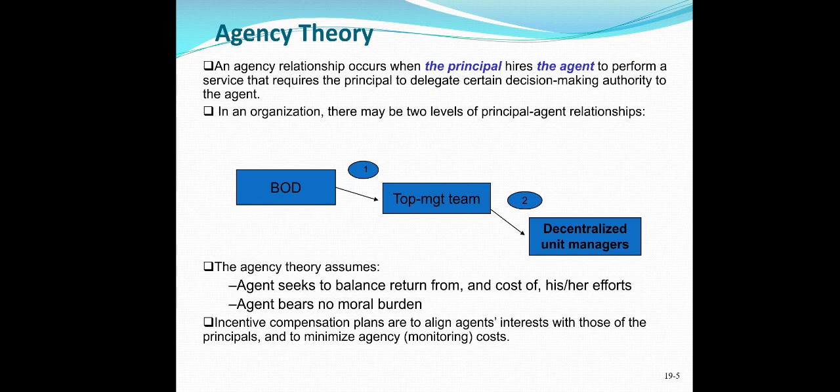In companies like Petronas, what else? Big companies.